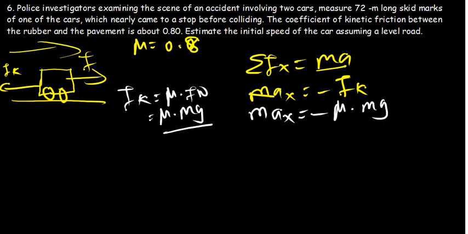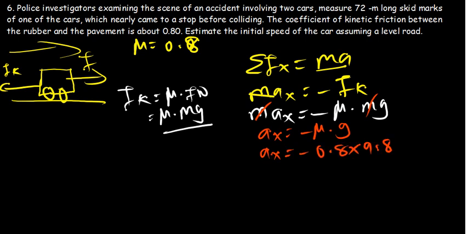We have not been given the mass. Sometimes when you have not been given the mass, you need to make an equation so that you cancel out the masses. Okay, so as we can see, the mass will go, and our acceleration will be negative mu times g. So our acceleration is going to be negative 0.8 times 9.8. So we should be able to get negative 7.84 meters per second squared.